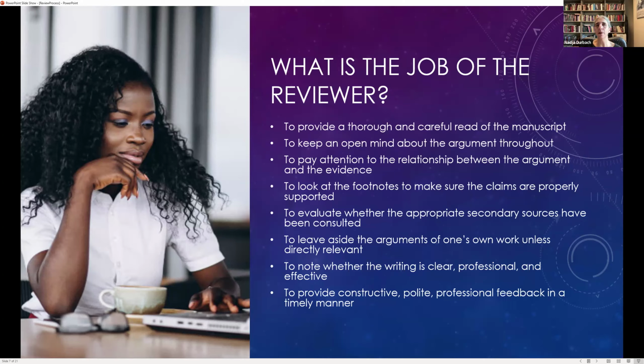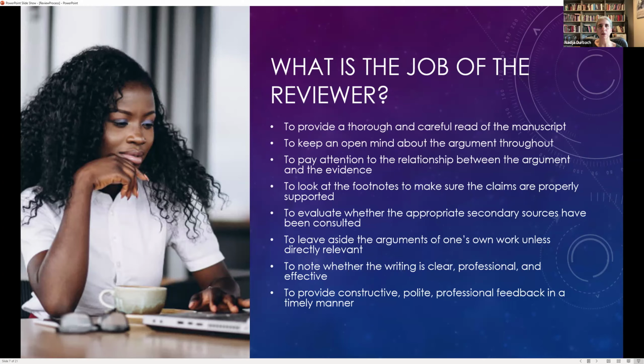And keeping an open mind about the argument is really important. Sometimes, as reviewers, we're thinking about our own work, and someone's argument is contesting your work. And that might be why we've actually asked you to review it. So it's really important to keep an open mind all the way through the process. And what you're paying attention to is how well supported is this argument? How novel is it?